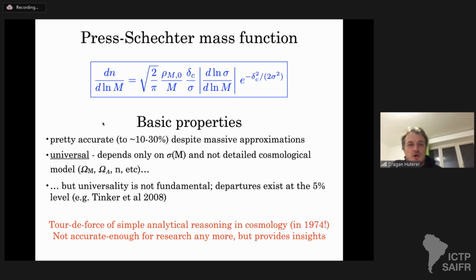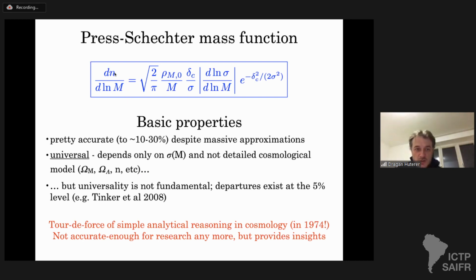Why it works, I don't believe there's an easy answer. Fabian talked about excursion set theory, and excursion set theory explains a lot of the reasons why this kind of thing should work. But there's no easy silver bullet for why such a rough approximation works at all.